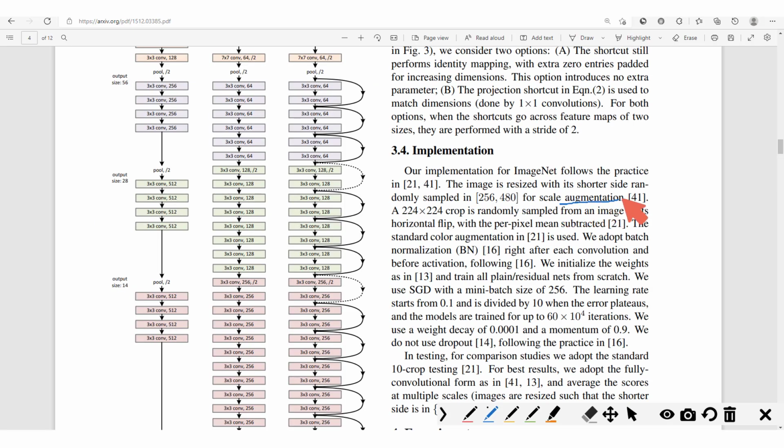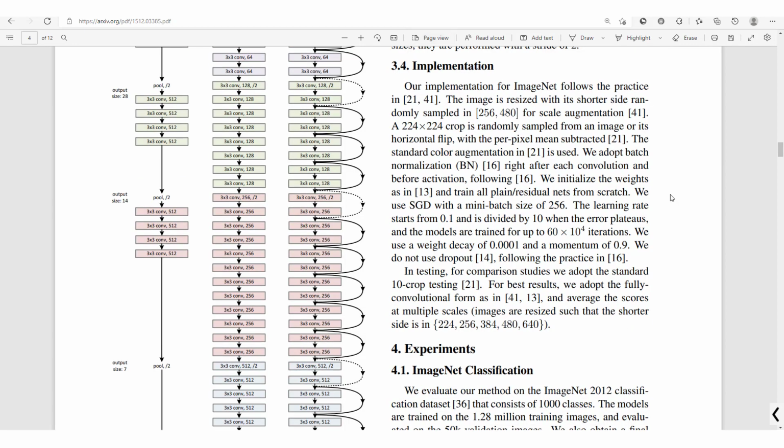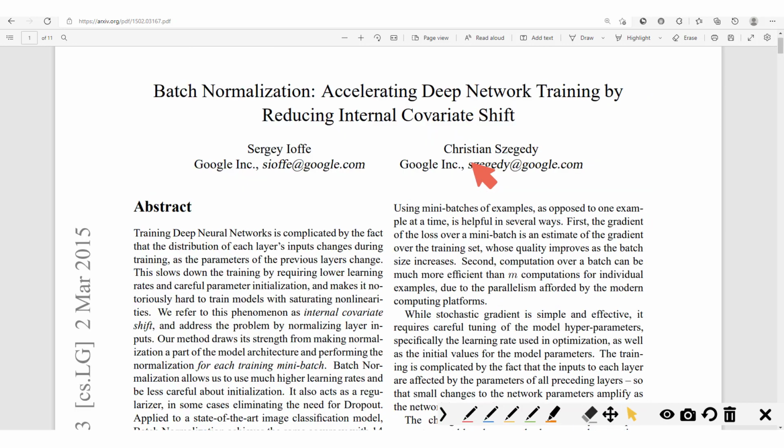Then the authors also make use of augmentation and batch normalization, where they apply this batch normalization layer right after each convolution and before the ReLU activation. Now, batch normalization is a technique for accelerating deep neural network training by reducing internal covariate shift. To better understand batch normalization, we'll start by explaining the notion of covariate shift.